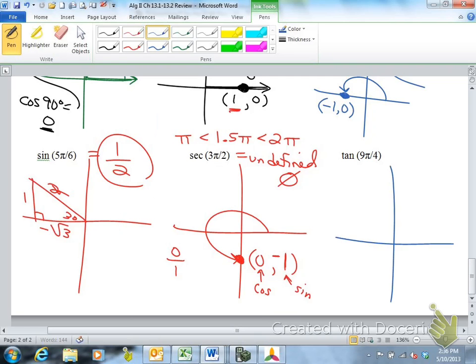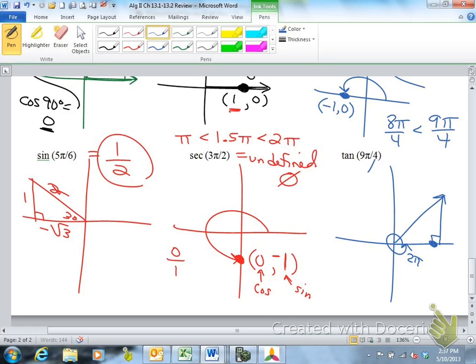Last one, 9 pi over 4. If you think about fractions, this is a little bigger. It's 1/4 bigger than 8 pi over 4. So 8 pi over 4 is less than 9 pi over 4. 8 pi over 4 is 2 pi. 2 pi is a full circle. So if you go this much, that's 2 pi. So you're going to go that much plus 1/4 of a pi. 1/4 of a pi would put you in the first quadrant.